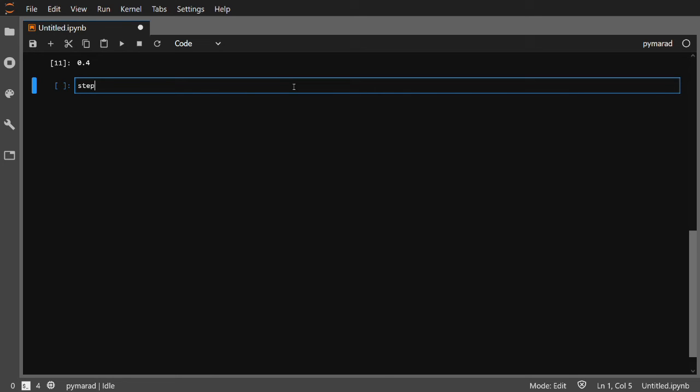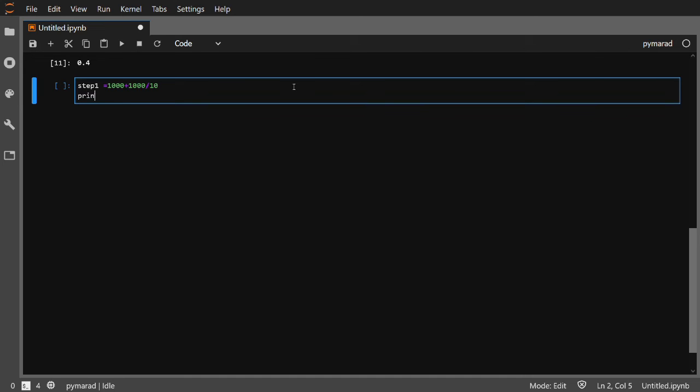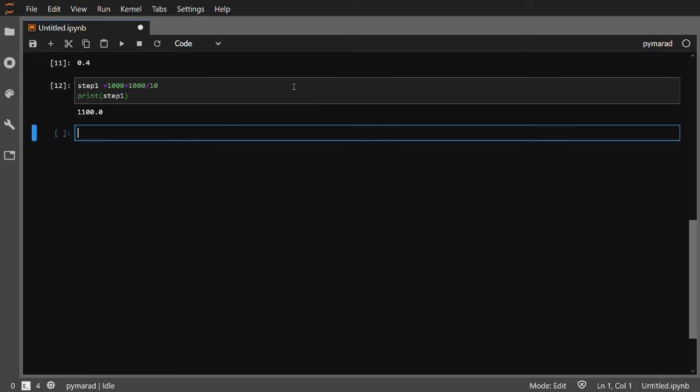So in the first step, I write step 1, I will give you 10%. So that is 1000 plus 10% of 1000, which is 1000 divided by 10. And we also print what is our step 1 value, and that will be 1100. So you have 1100 money.